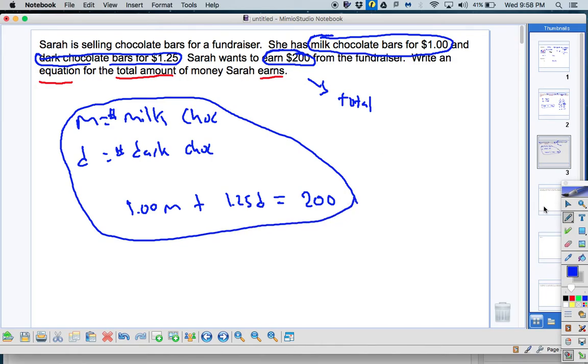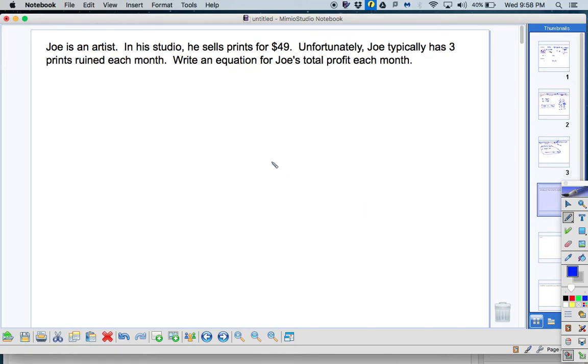All right, let's look at another example. So in this example, it says Joe is an artist. In his studio, he sells prints for $49. Unfortunately, Joe typically has 3 prints ruined each month. Write an equation for Joe's total profit each month. Okay, so just like in our first 2 examples, let's look at the key important information. The first thing that I see is that he's selling prints for $49. Okay, but there's a problem, and the problem is that there are 3 prints ruined each month. Okay, so we're going to have to account for that.